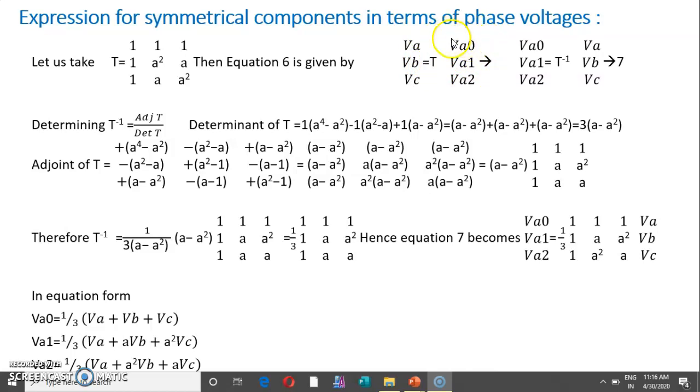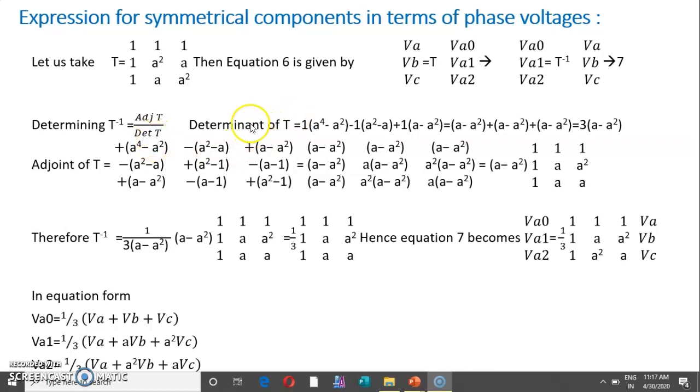Now I want to find VA0, VA1, VA2, hence I will keep them as they are. This matrix I will take to the other side, and if I take this matrix to the other side, it becomes an inverse. So we have VA0, VA1, VA2 equal to T inverse times VA, VB, VC. Now, to find the inverse of a matrix, in mathematics we know that the inverse of a matrix is given by the adjoint of the matrix divided by the determinant of the matrix.